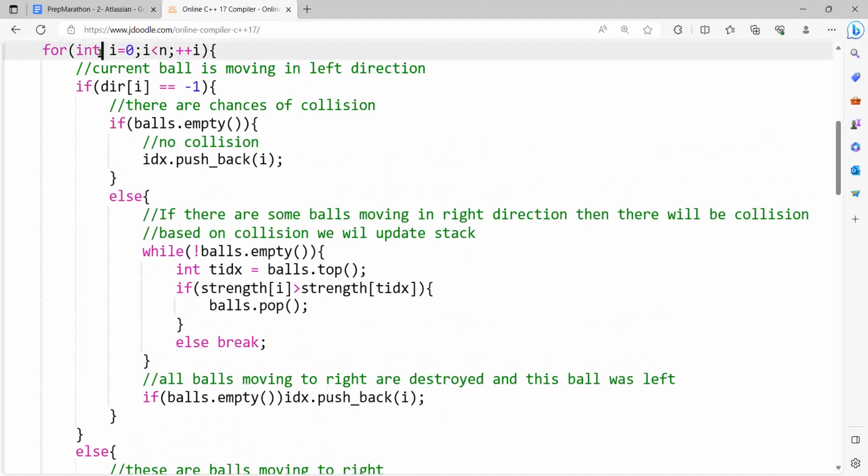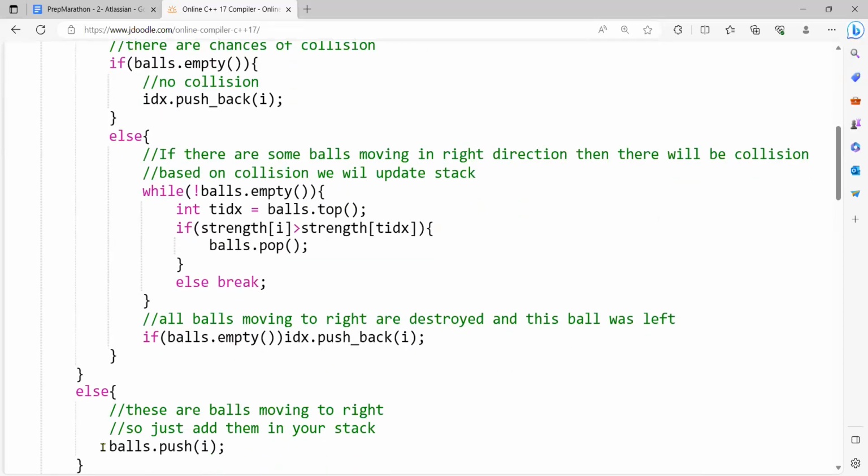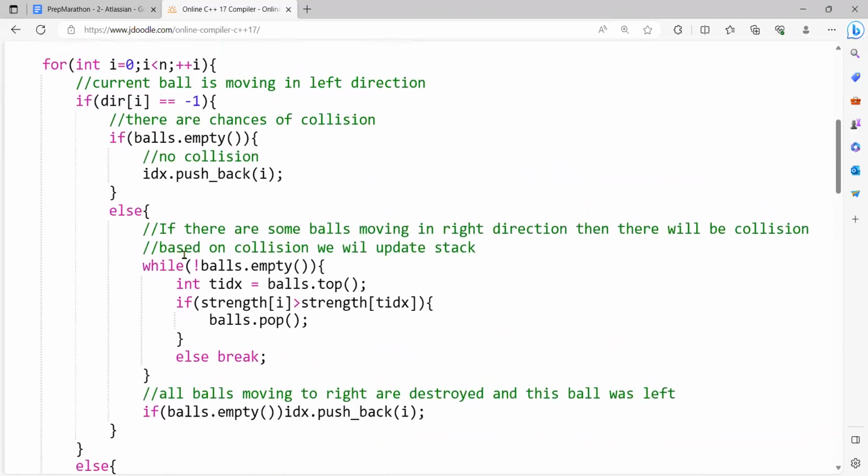Now here what is happening? I am going through every element. If direction is minus one, it means the ball is moving left. There are chances of collision, because if the ball was moving right, I will just push it onto my stack. So the else part is nothing but adding the index of the ball to your stack because this ball is moving right. Nothing you have to do here.